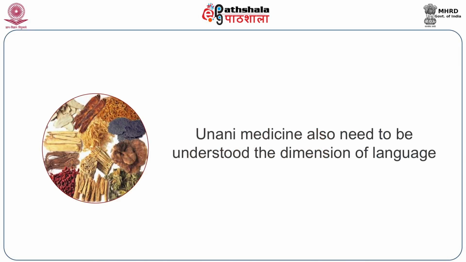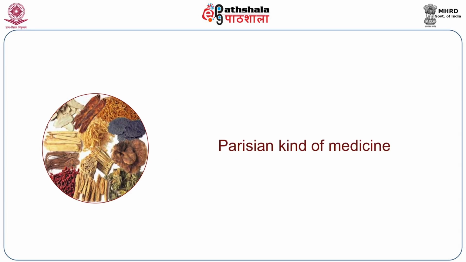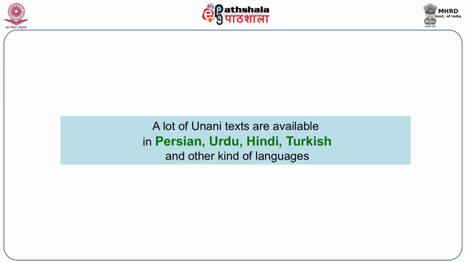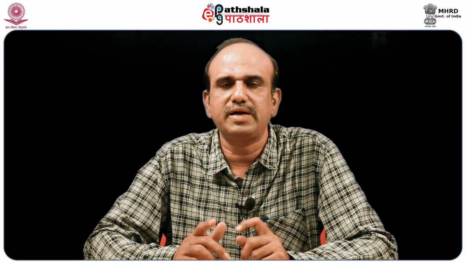Yeah, Unani medicine also needs to be understood from the dimension of language. It is also called actually a Persian kind of medicine, because a lot of Unani texts are available in Persian, Urdu, Hindi and Turkish and other kind of languages. So, what happens is a lot of translation from different kind of languages also distorts, or probably the central meaning is not interpreted properly. So, there are a lot of inherent problems in adapting or in contextualizing. Okay. So, this is the point I was trying to indicate.